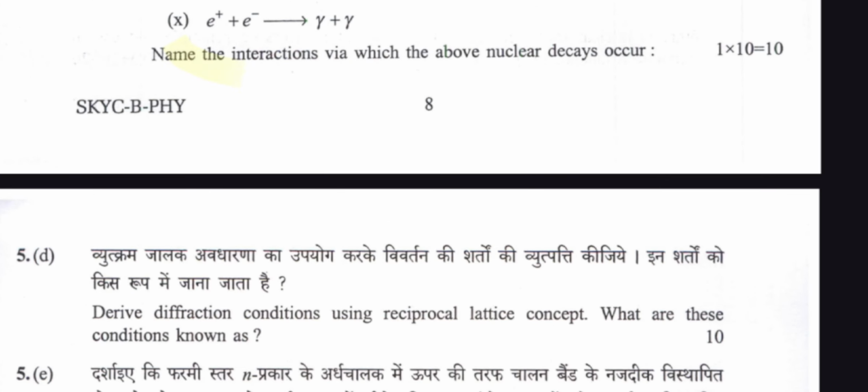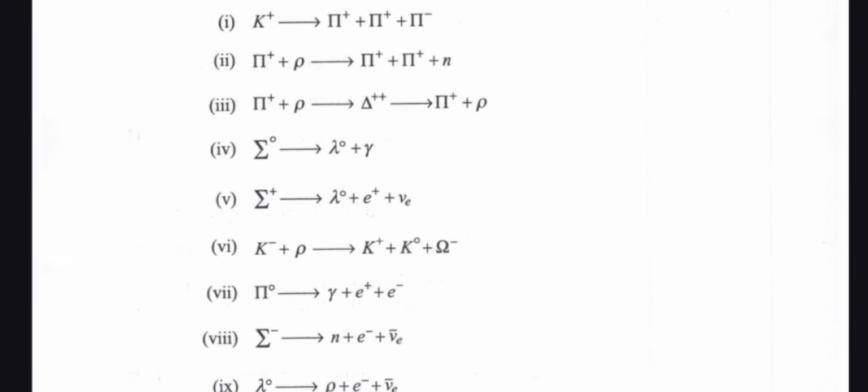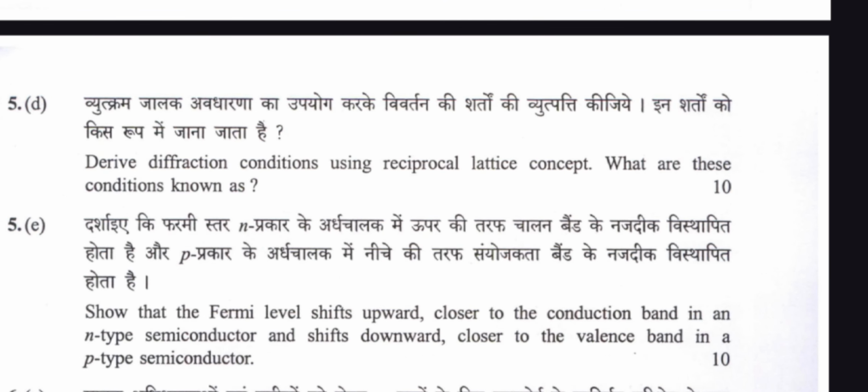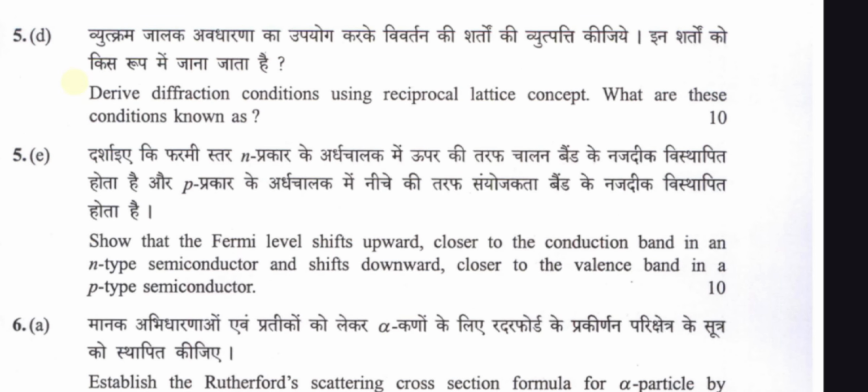In question number 5c, name the interaction by which the above nuclear decay occurs. So here, in the above equation, there are ten marks in total. In question number 5d, derive the diffraction condition using the reciprocal lattice.